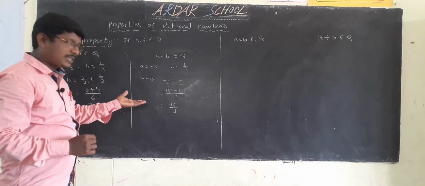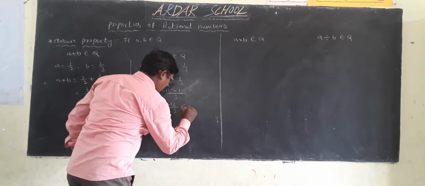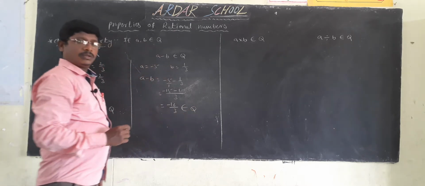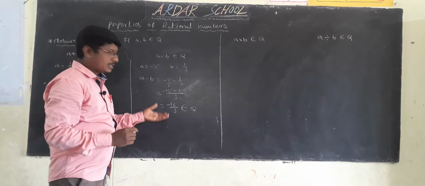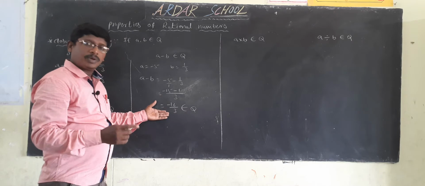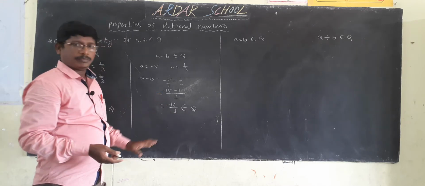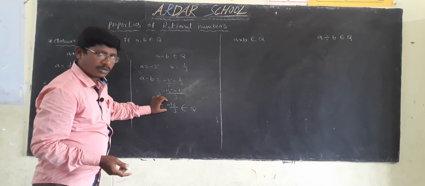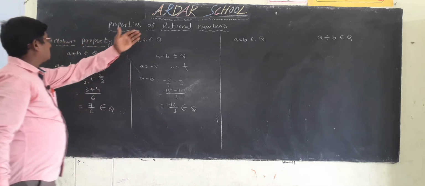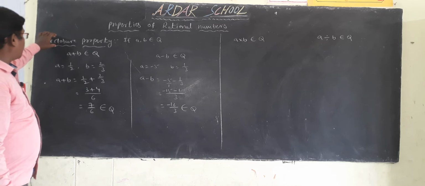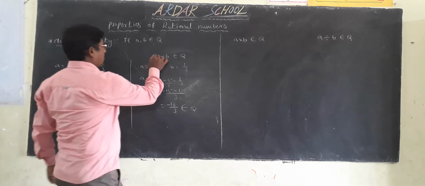Is minus 16 by 3 a rational number or not? Yes, it belongs to Q. Why? Because minus 16 by 3 is in the form of p by q. Here p is minus 16, q is 3. So this is a rational number. So rational numbers satisfy closure property under subtraction.